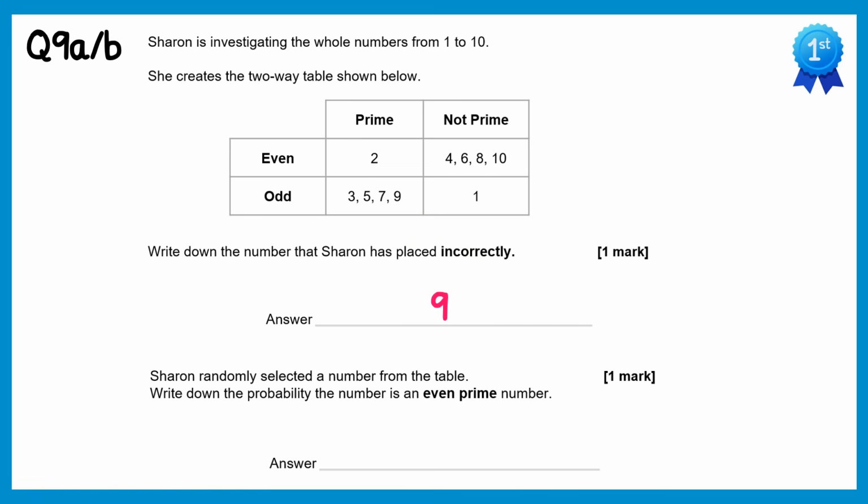For the second part of this question, Sharon's going to select a number and we need to know the probability it's an even prime number. So looking at the table, we can see there's only one even prime number, that's the number 2, and there are 10 numbers altogether. So the probability would be 1 out of 10.